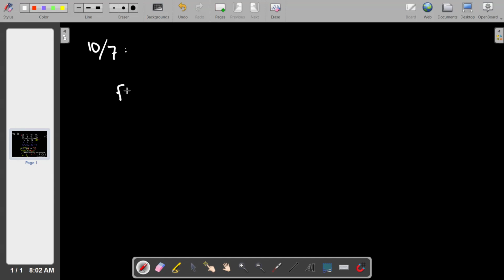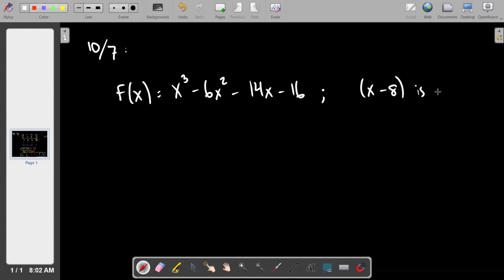So we're going to start with a function, f of x equals x to the third minus 6x squared minus 14x minus 16. And I'm going to tell you that x minus 8, you guessed it, is a factor. So what this means is that we should be able to synthetically divide by x minus 8 or synthetically substitute +8. Those are equivalent statements, and we should get a remainder of 0.